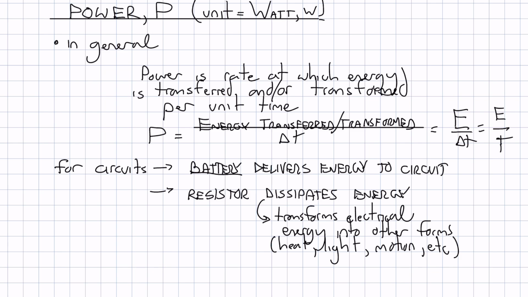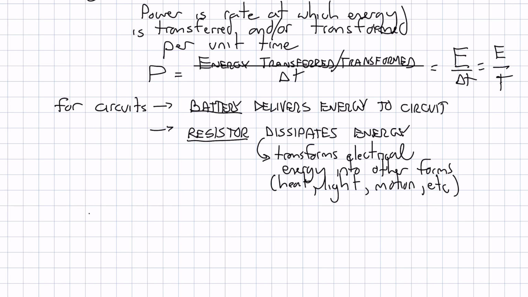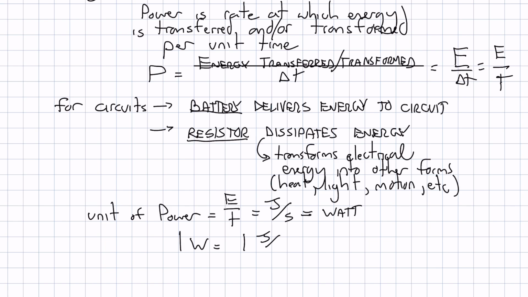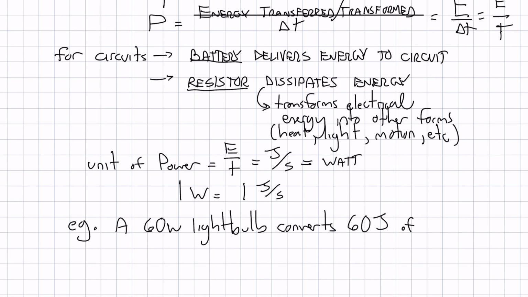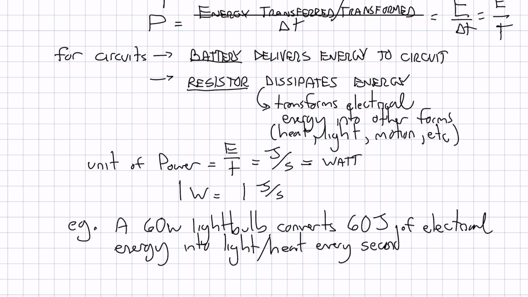Just to keep things simple at this level, assume that a resistor can stand in for any electrical appliances that makes use of the electrical energy and then turns it into light or heat or motion. And so you can see here that 1 watt is equal to 1 joule per second. With electrical appliances, it is not just about the amount of energy needed, but how fast that energy can be provided. For instance, a 60-watt light bulb transforms 60 joules of energy into light and heat every second.